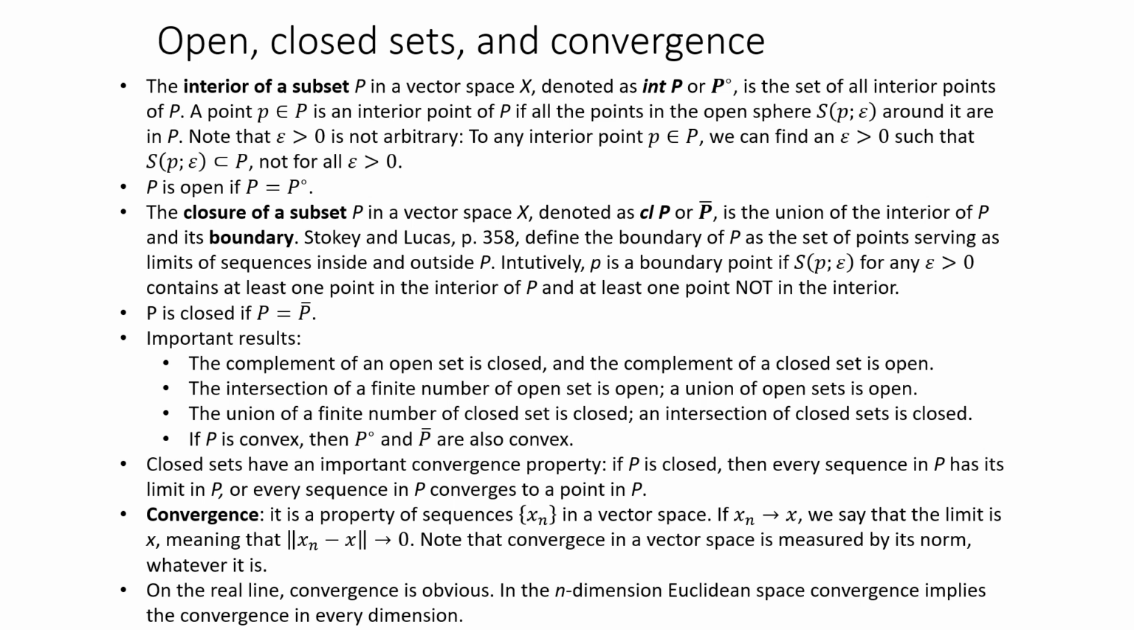In the n-dimensional Euclidean space, very important, convergence implies convergence in every dimension. So if we have, for instance, the 3-dimensional Euclidean space, and we pick a point in this space, we converge to this limit point if and only if we have a sequence of points and the distance, measured in every dimension, is decreasing.